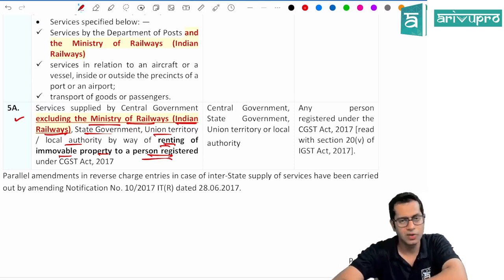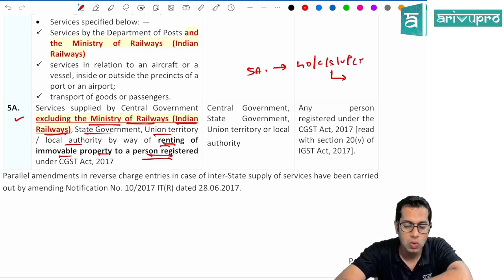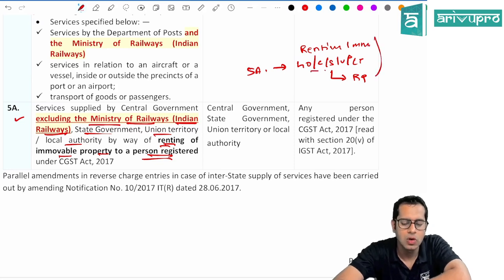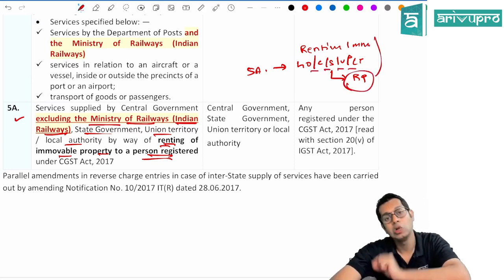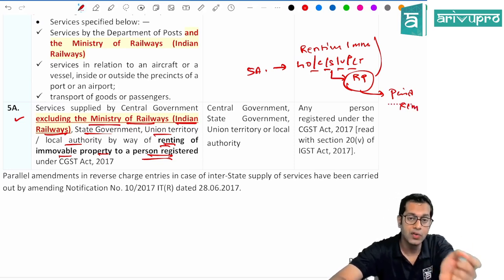See, normally there is entry number 5A, which says services given by government, which is nothing but central government, state government, union territory or local authority to whom? To a registered person. What type of services? Renting of immovable property services. That registered person has to pay the tax under reverse charge.